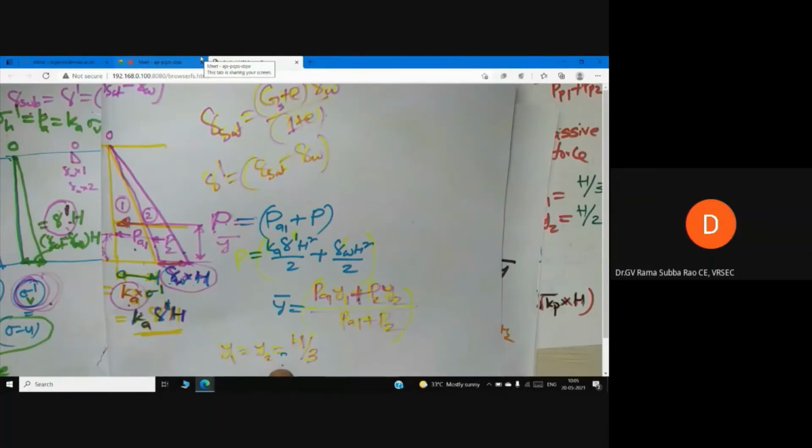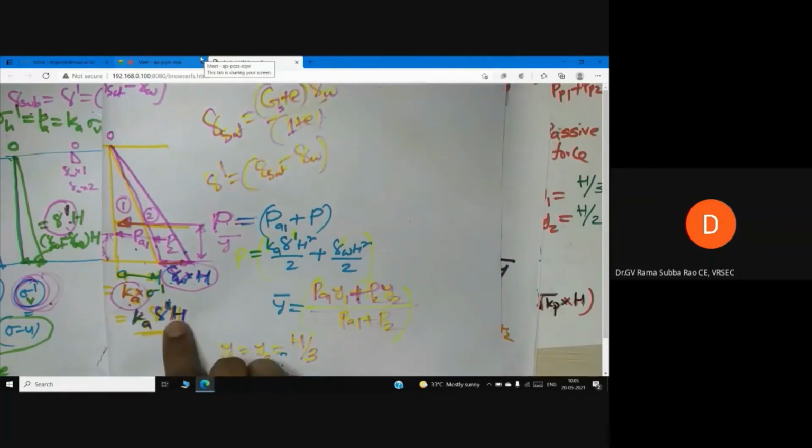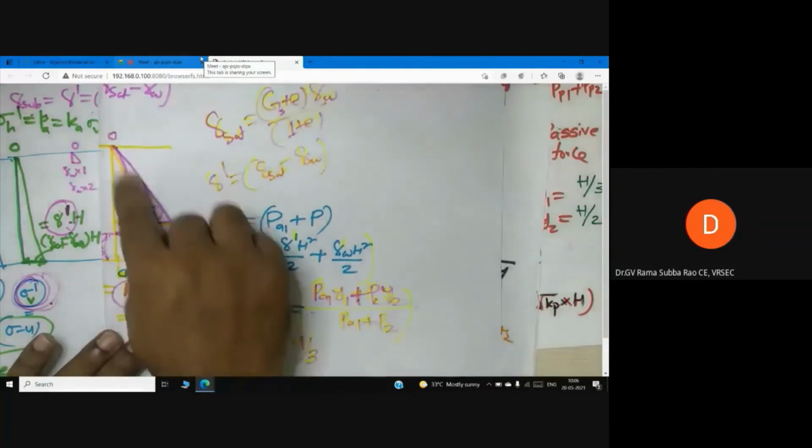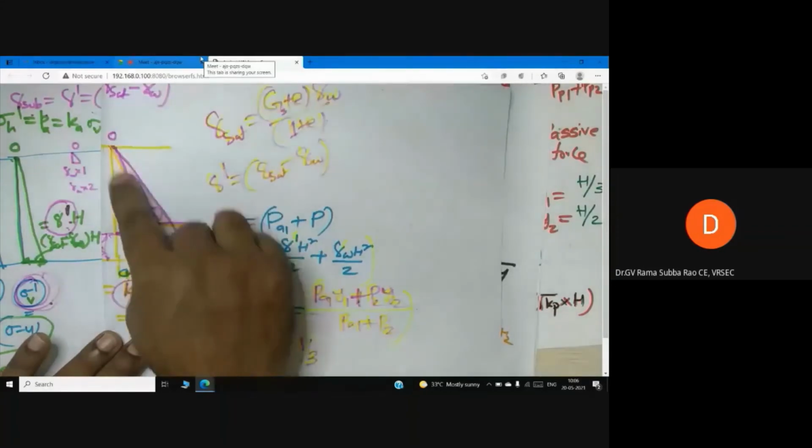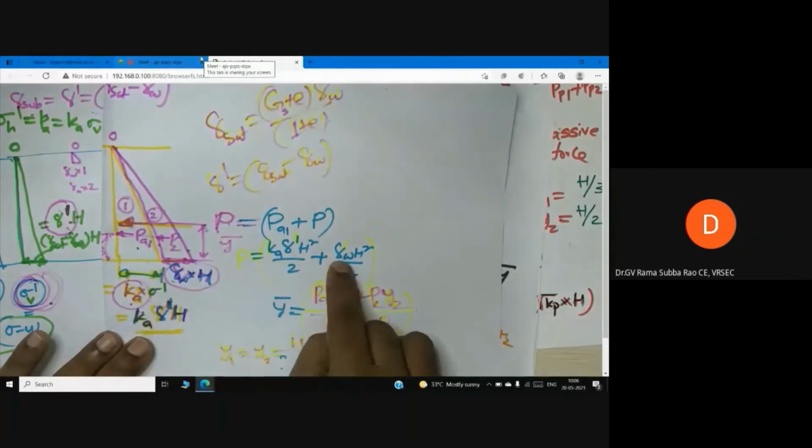Okay, good answers. Ka gamma dash H. But don't forget to add this water pressure, hydrostatic pressure. We need to add it separately. This is gamma W H square by 2.